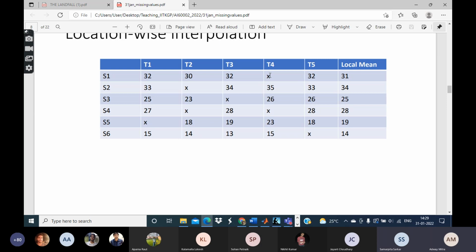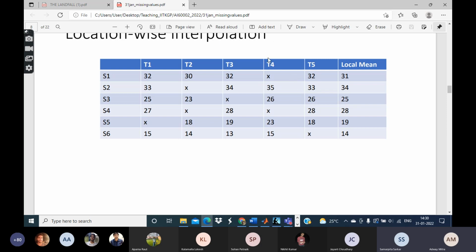Now apart from that, there is a temporal variability also. We see that from T3 to T4 at S2 there has been an increase of 1. So if the same increase happens here also, what we should be getting here is 33. But on the contrary, from T4 to T5, S2 has experienced a decrease of 2.